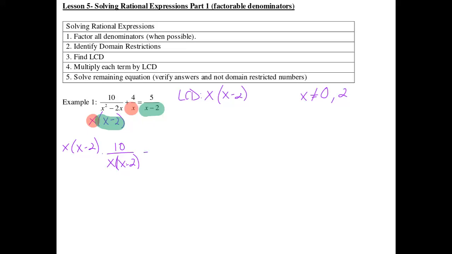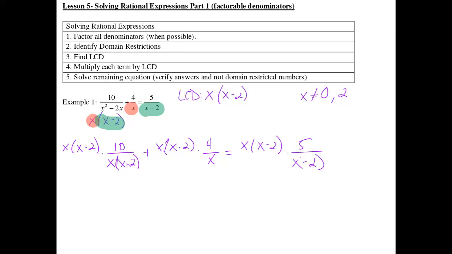Then we've got added on to that the 4 over x. So I'm going to multiply that by x times x minus 2 and times 4 over x. And that equals, again, our LCD times the fraction that was there, 5 over x minus 2.